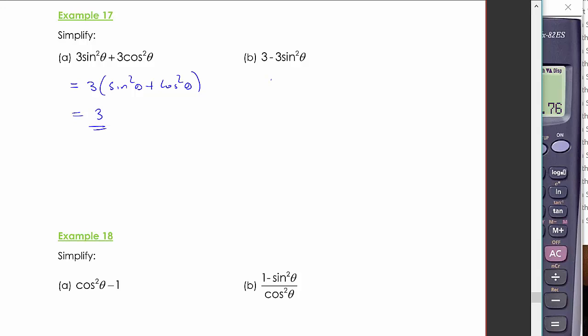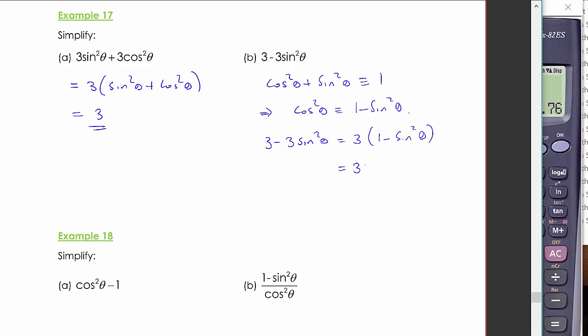Now, we know that cos squared theta plus sine squared theta is 1. Well, that means that cos squared theta is the same as 1 minus sine squared theta. So 3 minus 3 sine squared theta is 3 lots of 1 minus sine squared theta. So that's just going to be 3 lots of cos squared theta.